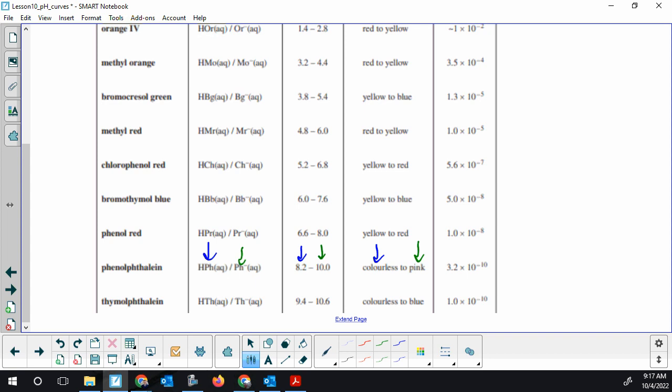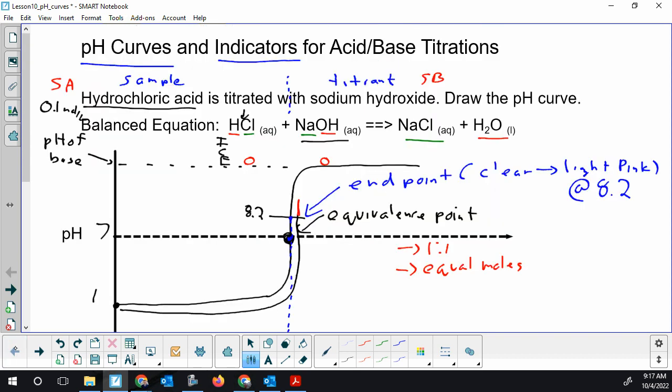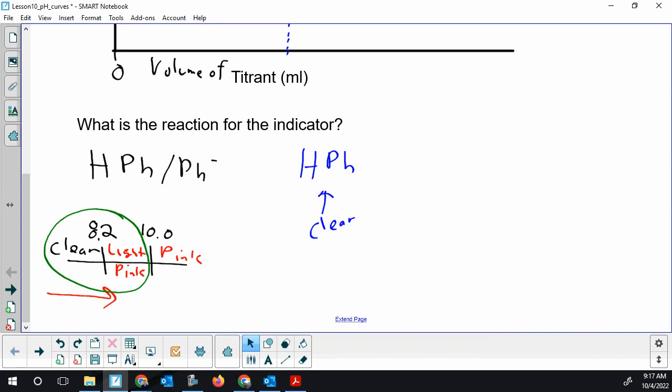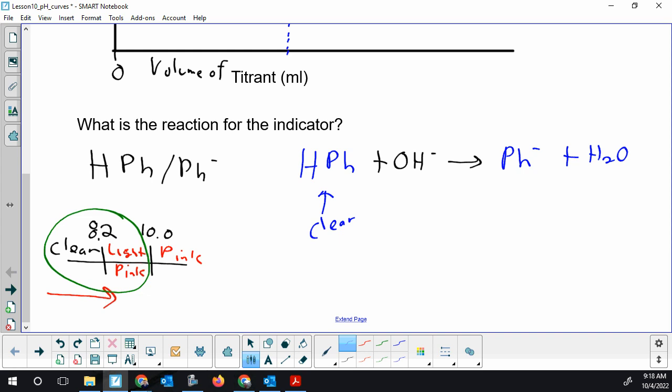Okay. Indicators are just acid-base combinations that happen to have colors in one or both. So in this example, we have HPh. You would have put that indicator into solution. You're going to titrate in acid. Sorry, base. You're going to titrate in hydroxide ions. And when you've titrated in enough hydroxide, you'll cause that H to come off and transfer to the base. And you'll get water. And this species is pink.